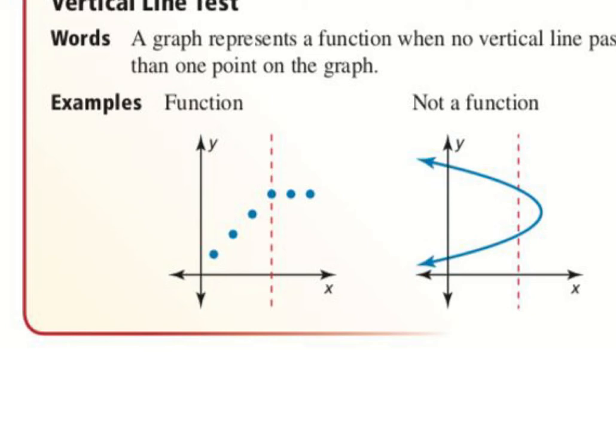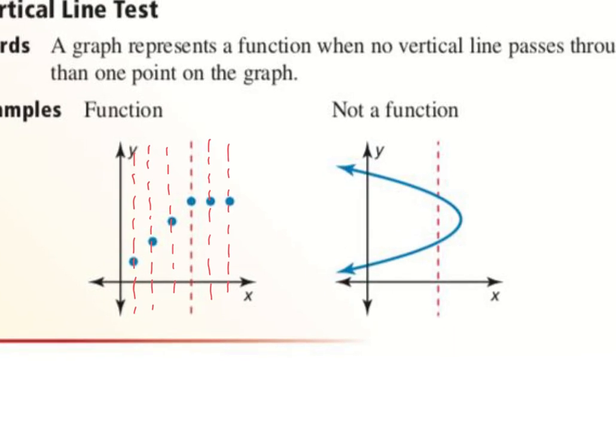So look at the example on the left. If we were to draw vertical lines at each of these dots, they would only hit the graph at the blue dot. They don't intersect more than that point, okay? So this would be considered a function.